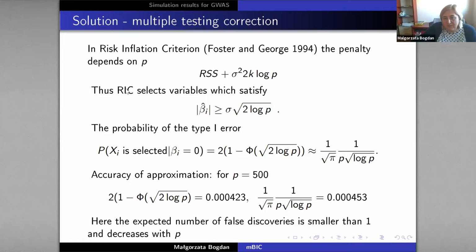Okay, but this is much better. So the risk inflation criterion includes the correction for multiple testing. So it's much better in large databases.